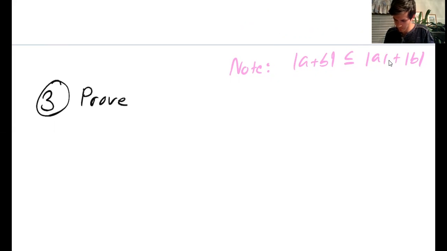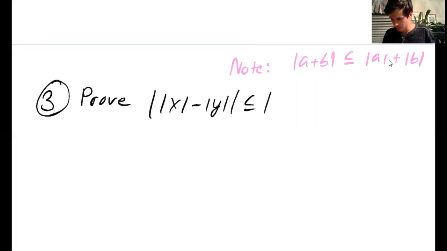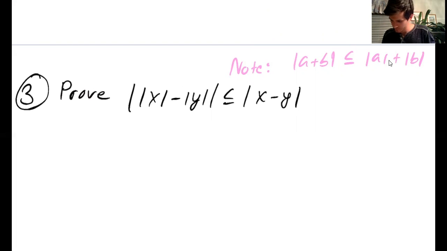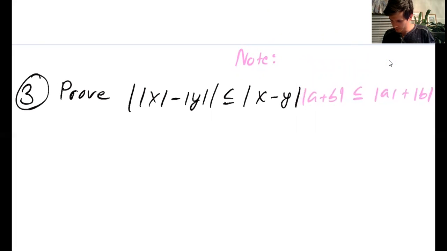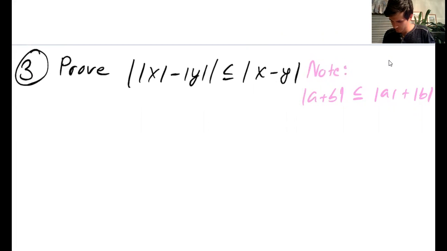We're trying to prove that the absolute value of the absolute value of x minus the absolute value of y is less than or equal to the absolute value of x minus y. So that's what we're trying to prove. It's a little bit nicer. Okay. Proof.